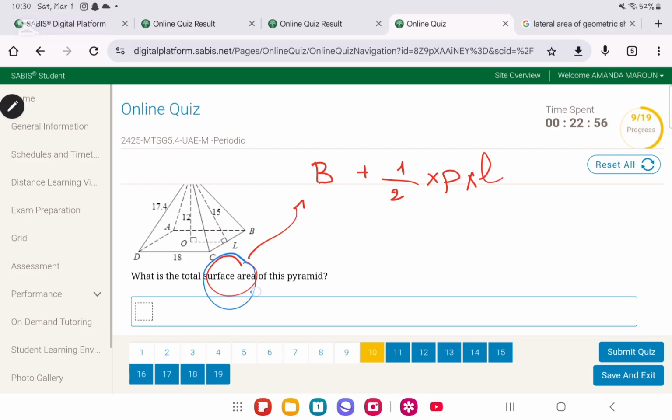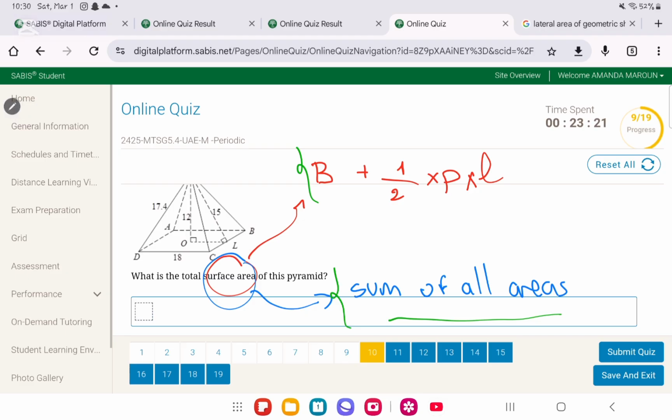What does surface area mean? Surface area means the addition, or the sum. Let me use sum. It is the sum of all areas. So all you've got to do is identify all of the shapes given, and then you can find the sum of all the areas. I'm going to do it in both ways, and you will see how you will get both answers, and you can choose which way you prefer. So the sum of all areas, we will start with the base. The base is a square, so it's going to be 18 here and 18 here.